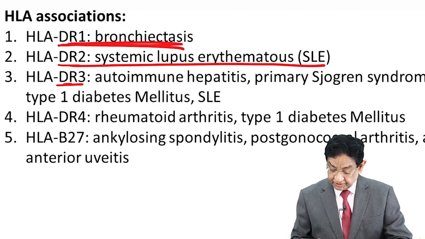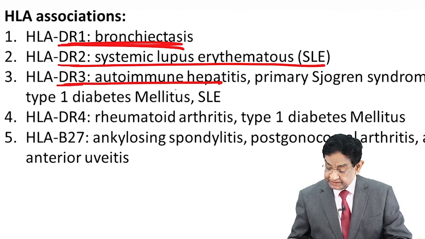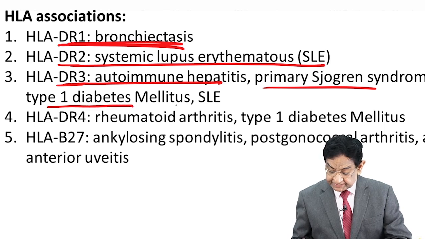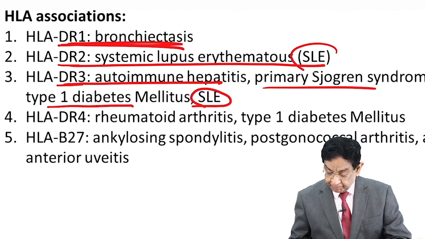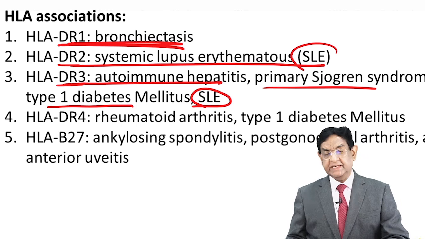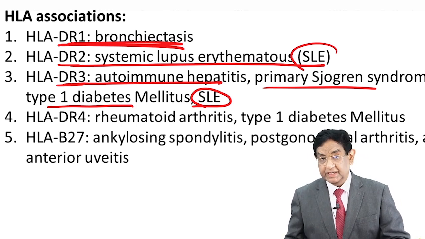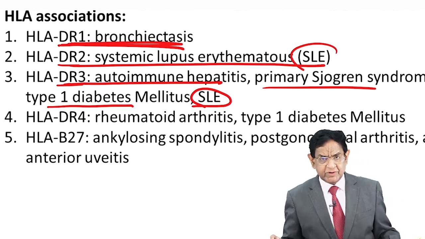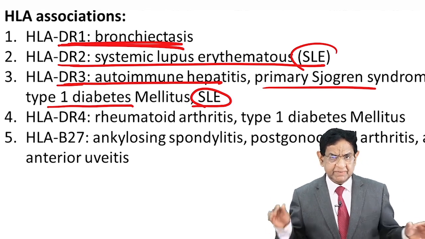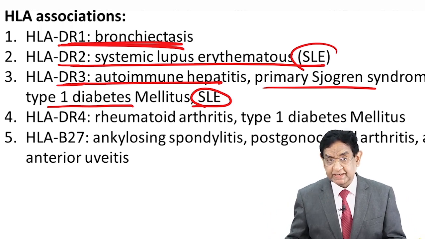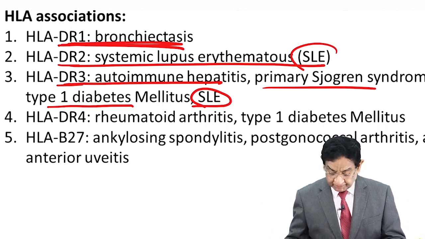DR3: autoimmune hepatitis, primary Sjogren's syndrome, type 1 diabetes, and SLE. Point to be noted, in SLE there can be DR2, there can be DR3 also. What I mean to convey is that in one disease there may be more than one DR also. There can be more than one type of HLA involved.